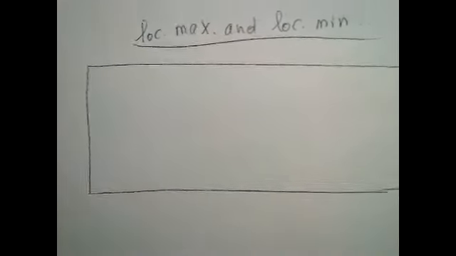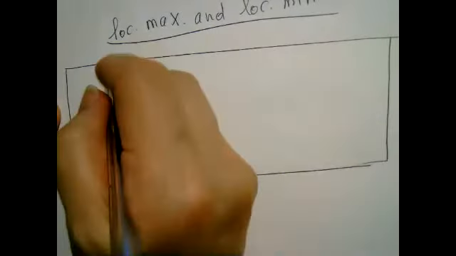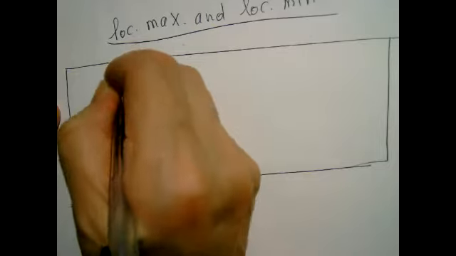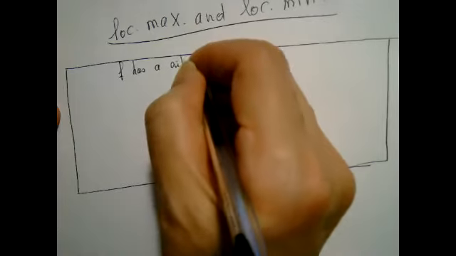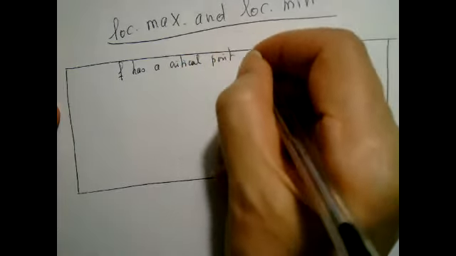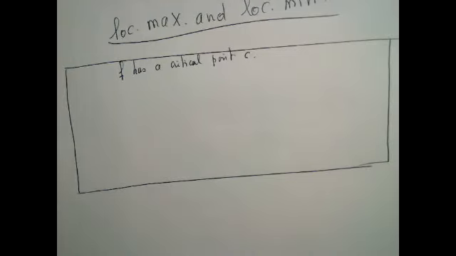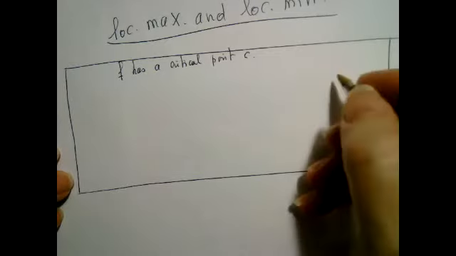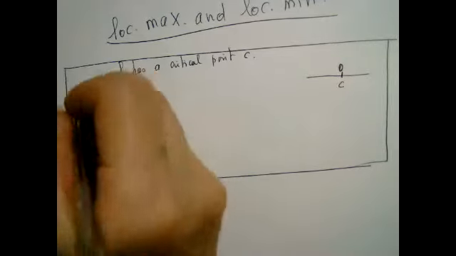I remember you guys helped me write down this theorem. Suppose F has a critical point at C. Or suppose C is a critical point. It means the derivative is 0. Never forget what a critical point is: a point where the derivative is 0 or the derivative does not exist. That's what a critical point is. So at C, the derivative is 0.